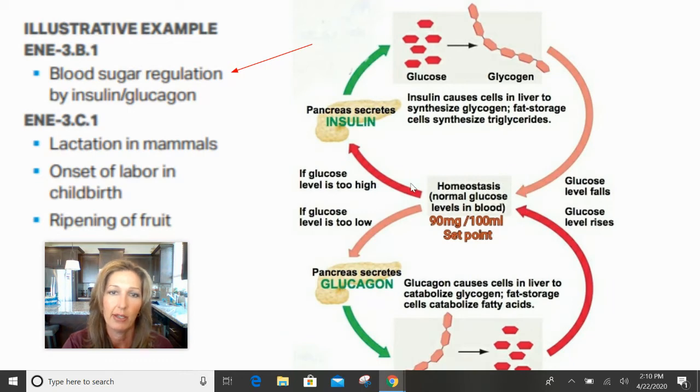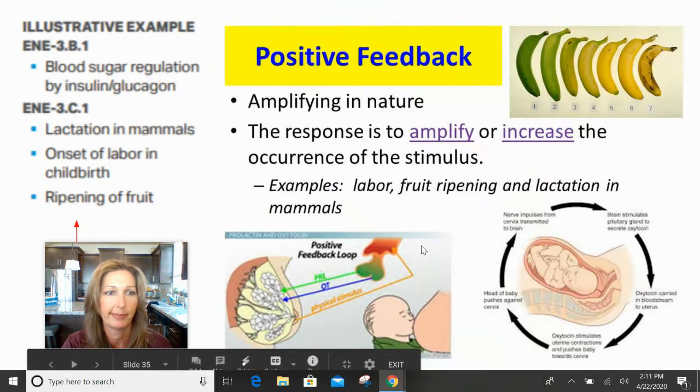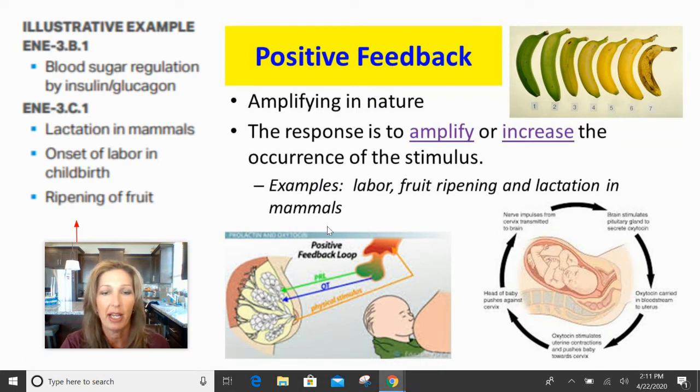Anytime we're talking negative feedback, there's always a system for bringing things down to the set point and a system for bringing things back up to the set point. When we talk positive feedback, some examples would be lactation in mammals.